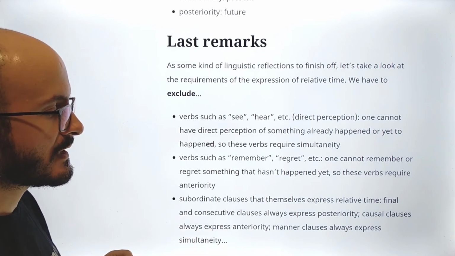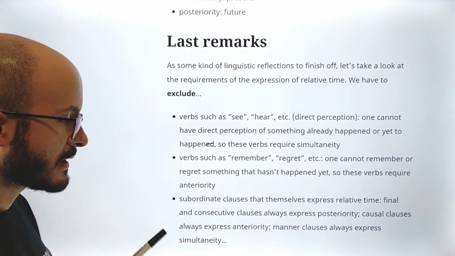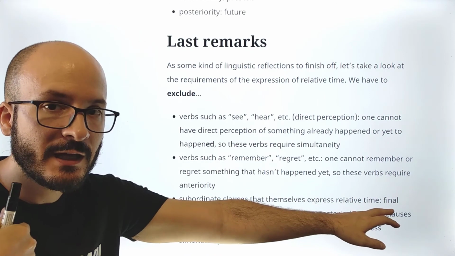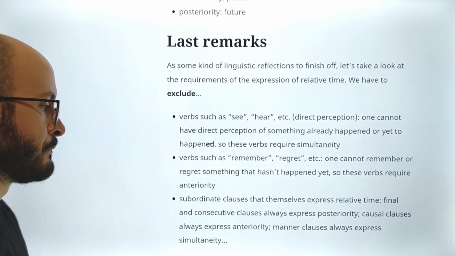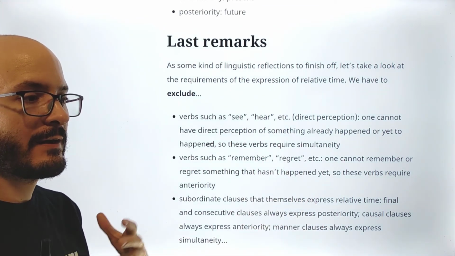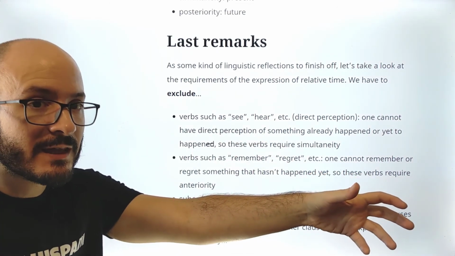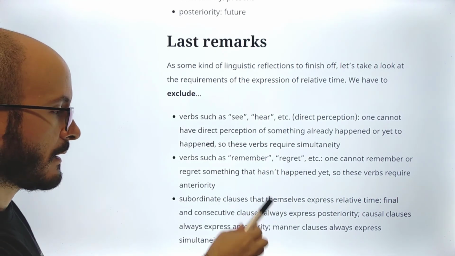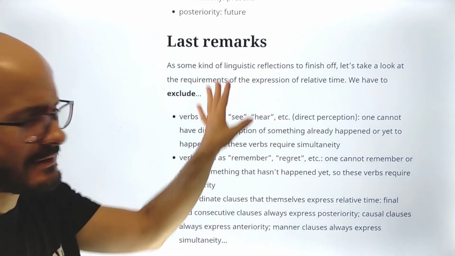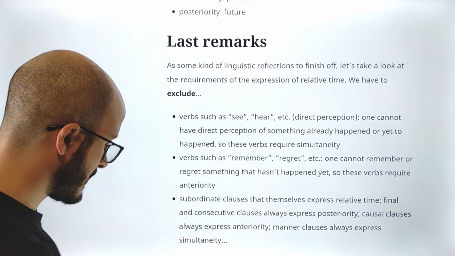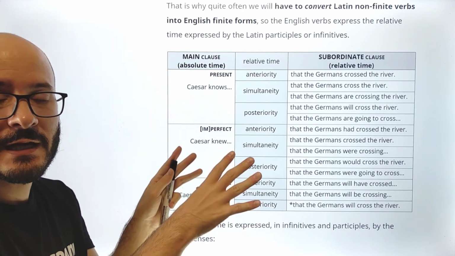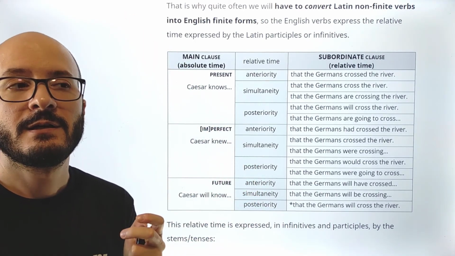And subordinate clauses that themselves express relative time. Final and consecutive clauses always express posteriority. Obviously, like final, I do something in order to achieve something in the future. Consecutive is the same. Causal clauses always express anteriority, like this consequence is caused by something which of course happened before. Manner clauses always express simultaneity, etc. Okay, so as I said, this last part is just some extra information. The important part is actually the table. We have to understand it. And now in the next class, let's start studying the participles.